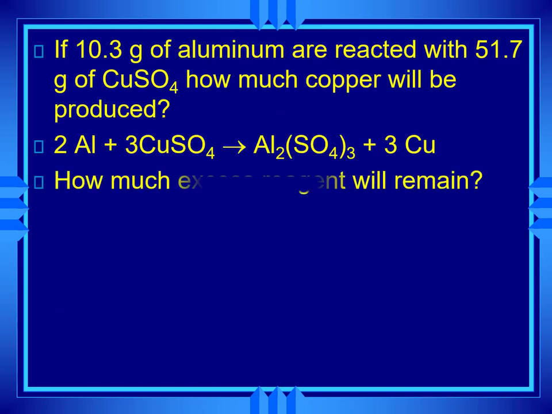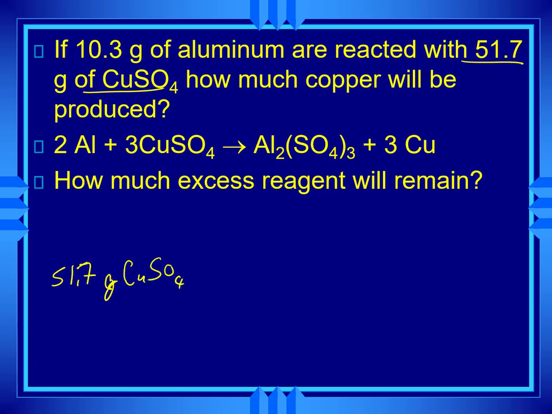Okay, so of course, we're going to ask how much excess remains. So I know I'm going to run out of the copper 2 sulfate. I know it's the limiting reagent because I just did that math, so that's where I start my problem. 51.7 grams of copper 2 sulfate. Take the grams of copper 2 sulfate, change into moles of copper 2 sulfate. 1 mole is 159.62 grams.